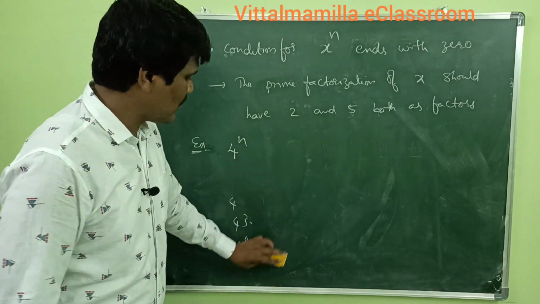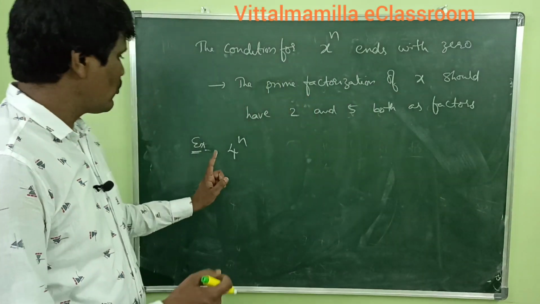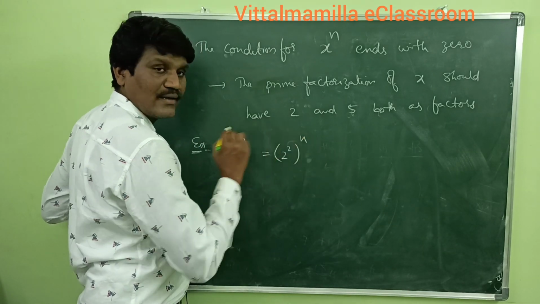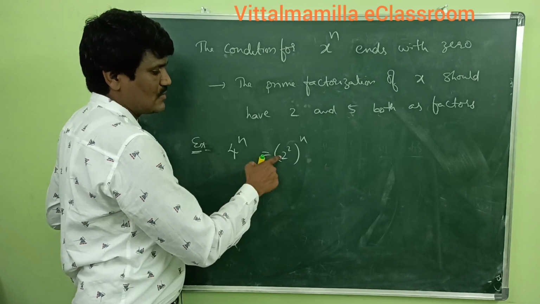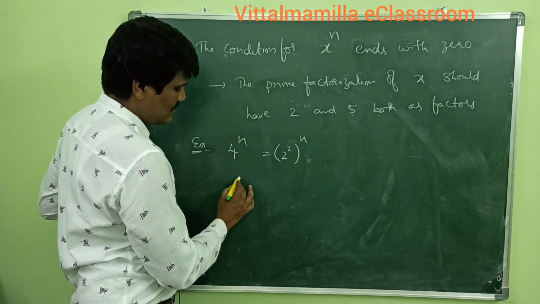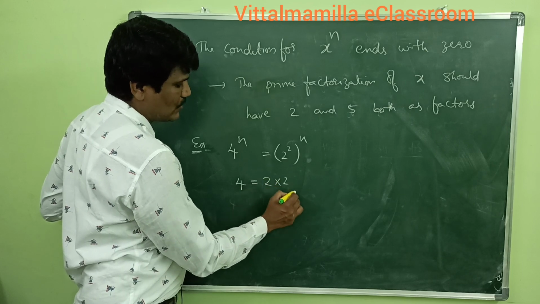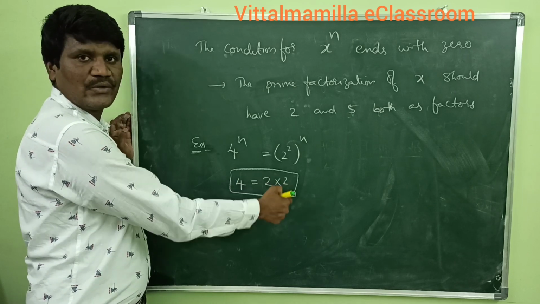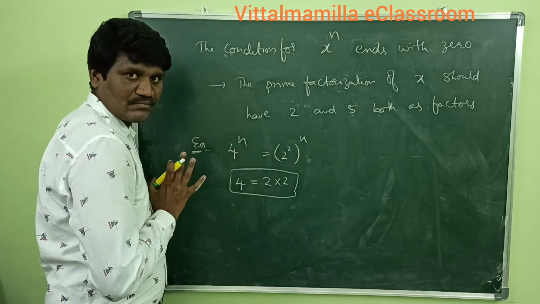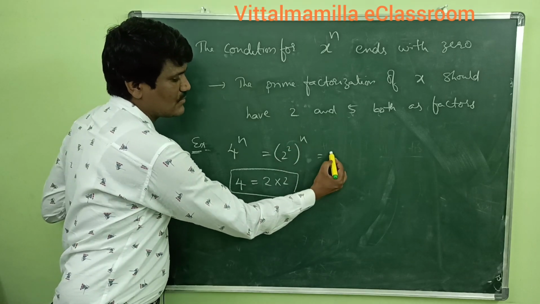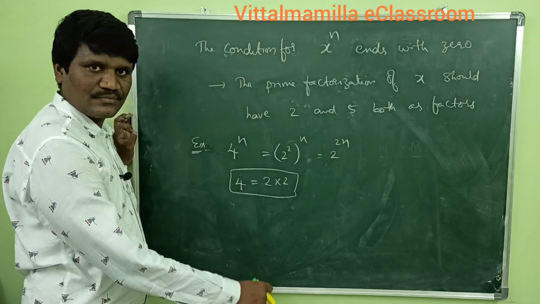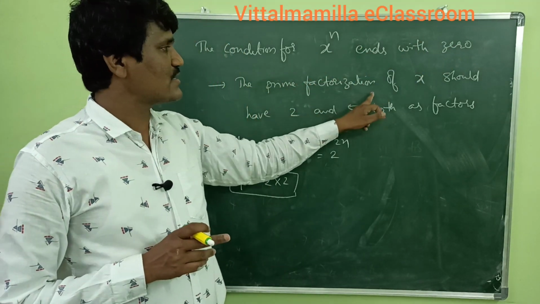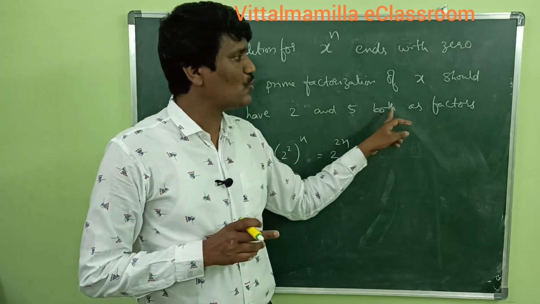Because 4 power n I can write as 2 square power n. That means 4 I can write only as 2 into 2. The prime factorization of 4 is only 2 into 2. It is not having 5. I can write 2 square power n as 2 power 2n. So what is the condition for x power n ends with 0? The prime factorization of x should have 2 and 5 both as factors.